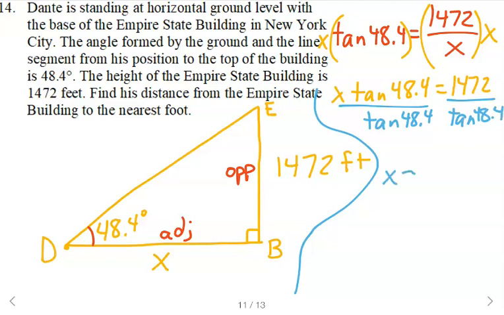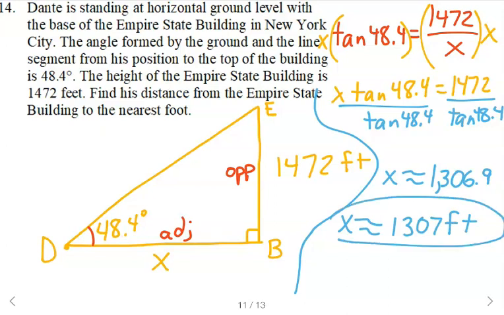And so we'll go to our calculator for the decimal approximation of that. So 1,472 divided by tangent of 48.4 degrees. If we round this to the nearest foot, we'll get about 1,307 feet. So that's how far he is from the base of the Empire State Building.